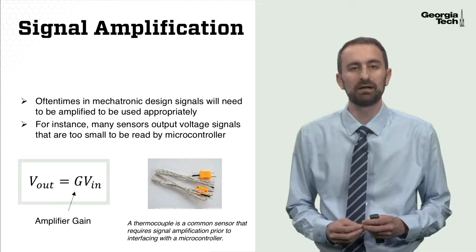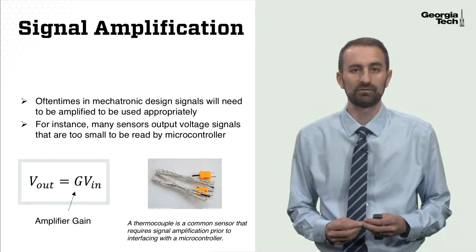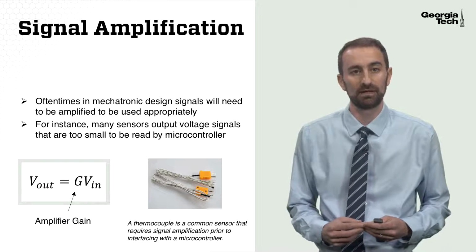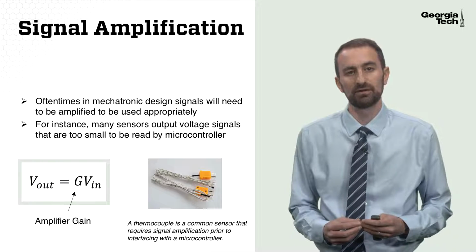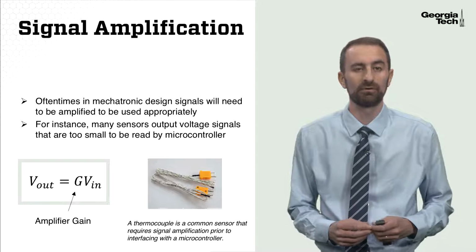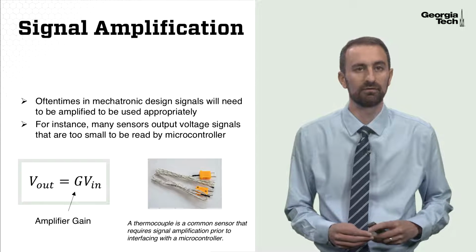An example where you might need to do this is a particular sensor called a thermocouple. A thermocouple is a temperature measurement device that outputs very low voltage signals that need to be amplified to a proper range in order to be read easily by a microcontroller.